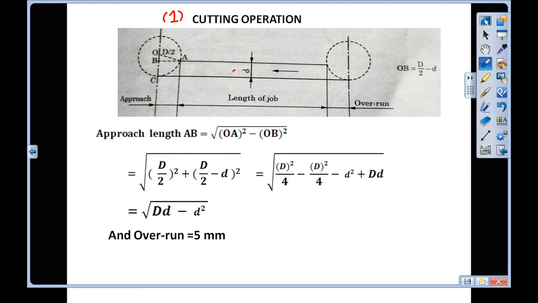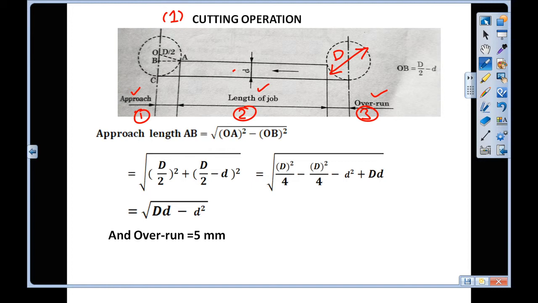capital D is the diameter of the cutter. So these two parameters we have to calculate: approach and overrun. Length of the job is already given, so we have to add these three figures: 1, 2, and 3 to calculate the total length of the cut.